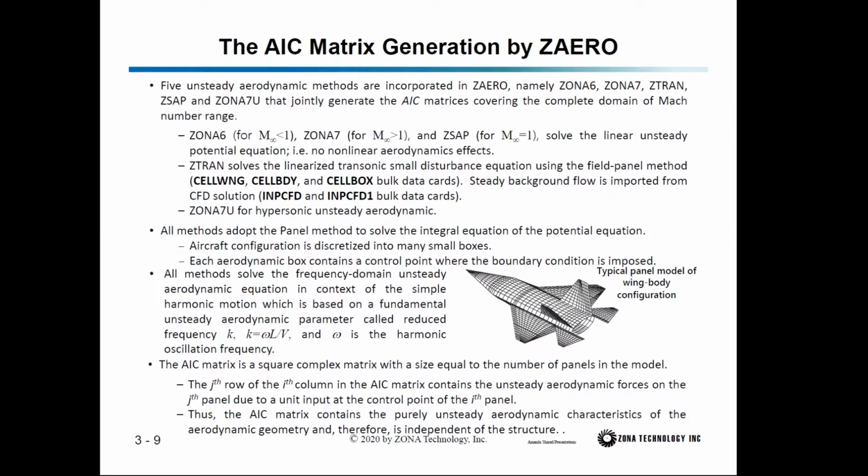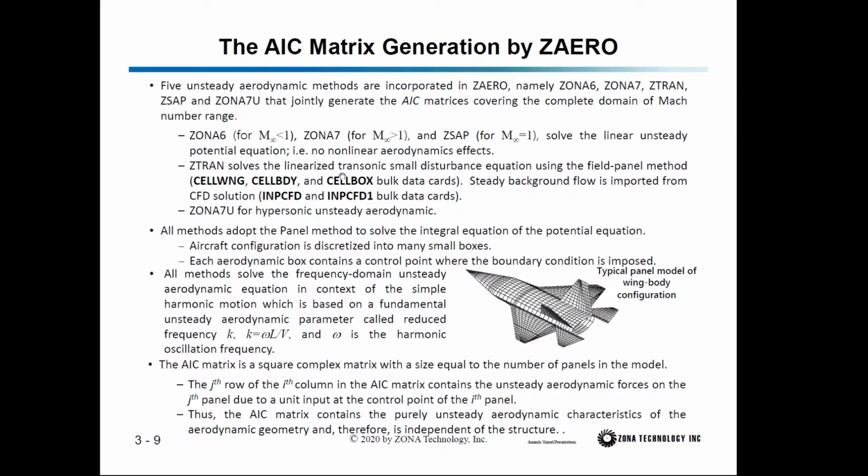To generate the AIC matrix, ZAERO has 5 aerodynamic methods, namely ZONA6, ZONA7, Z-Trans, Z-SAP, and ZONA7U, that jointly generate the AIC matrices covering the complete domain of Mach number range. ZONA6 is for subsonic, ZONA7 is for supersonic, and Z-SAP is for sonic Mach numbers. Those 3 methods solve the linear unsteady potential equation. Therefore, there's no nonlinear aerodynamic effect.